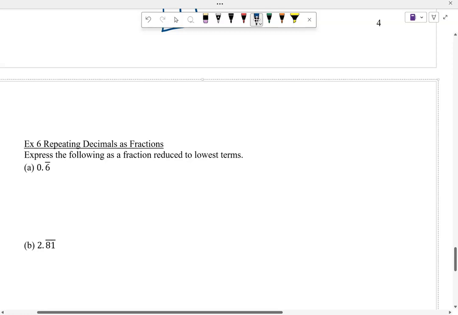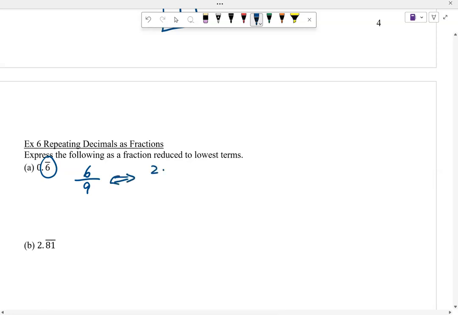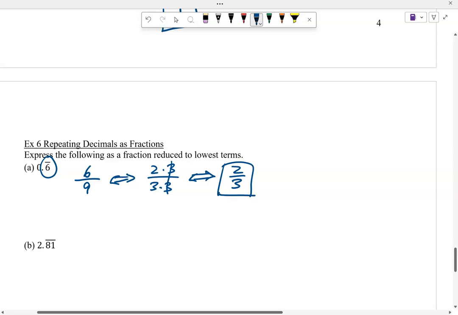Let's do that same thing here, 0.66666666. So you put that 6, and notice there's just one repeating number, so you just put it over 9 there. But this is not in lowest terms. 6 is 2 times 3, and the 9 is 3 times 3. So this actually reduces to 2/3.